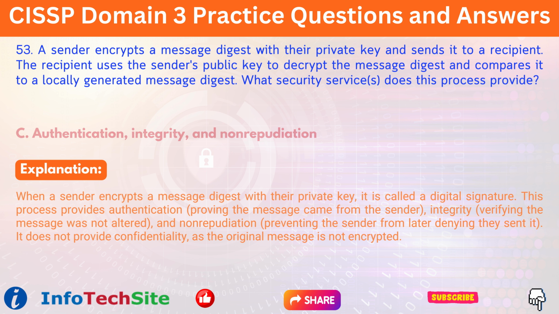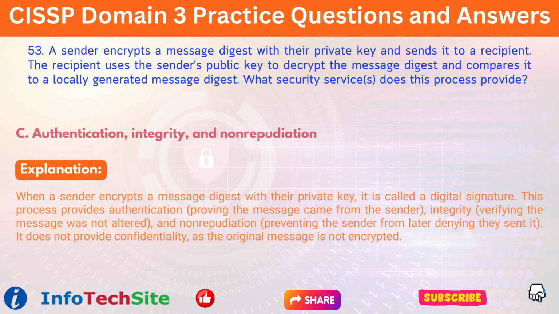The correct answer is C. Authentication, integrity, and non-repudiation. Explanation. When a sender encrypts a message digest with their private key, it is called a digital signature. This process provides authentication, proving the message came from the sender, integrity, verifying the message was not altered, and non-repudiation, preventing the sender from later denying they sent it. It does not provide confidentiality, as the original message is not encrypted.